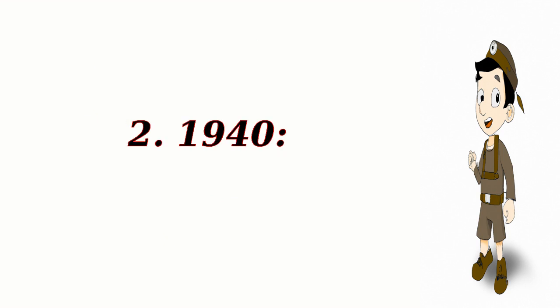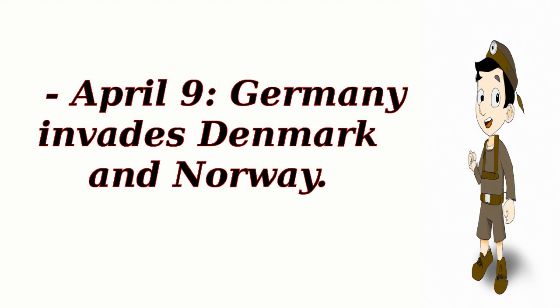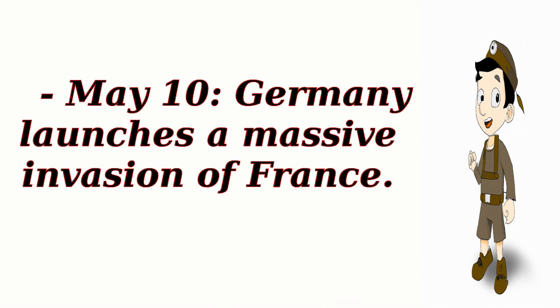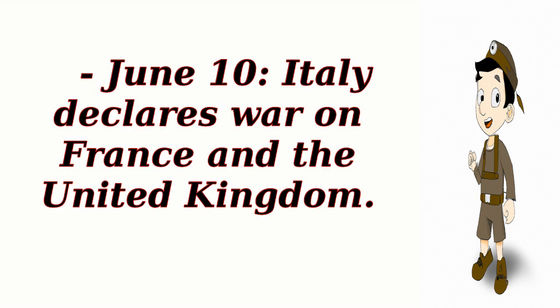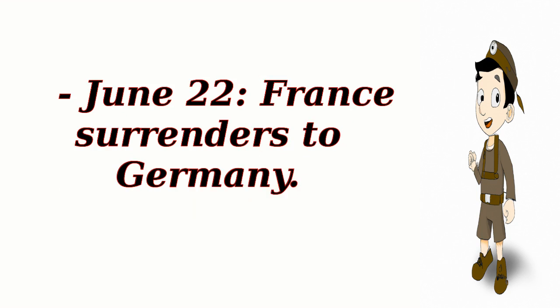2. 1940. April 9, Germany invades Denmark and Norway. May 10, Germany launches a massive invasion of France. June 10, Italy declares war on France and the United Kingdom. June 22, France surrenders to Germany.